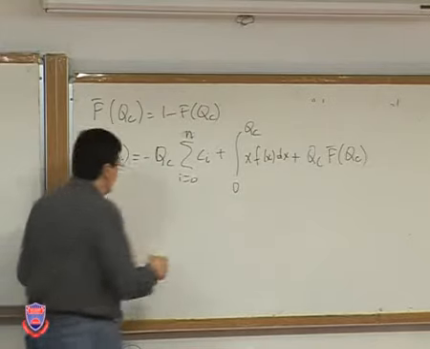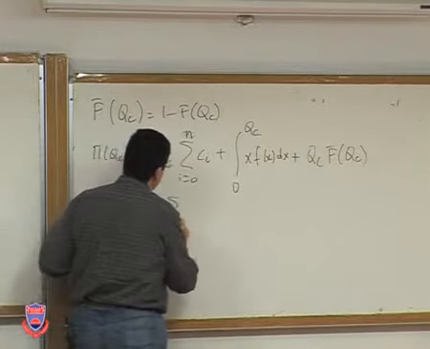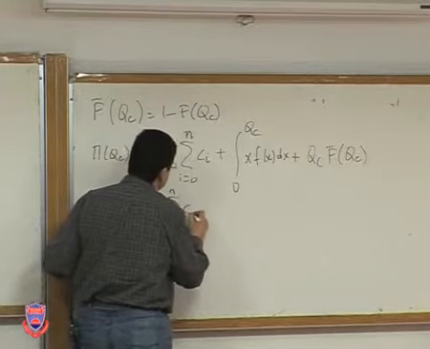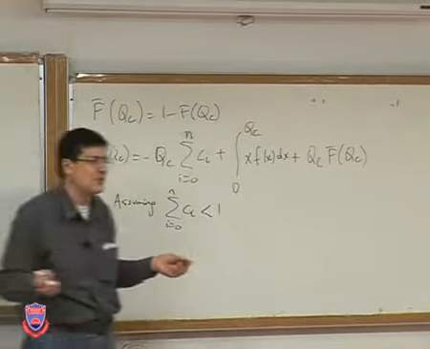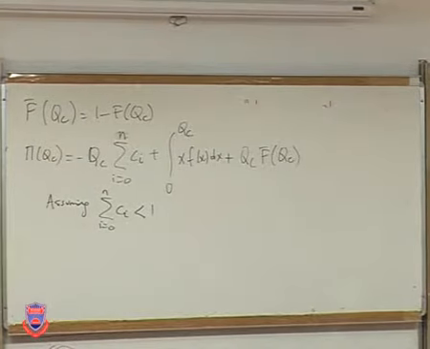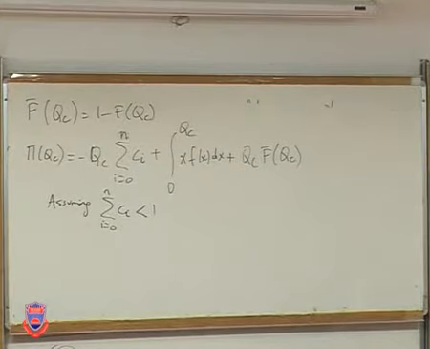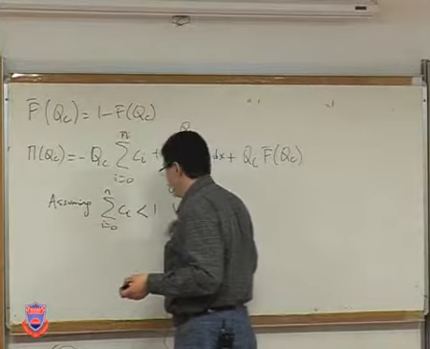Of course, we have to assume that the summation over i from 0 to n of C_i is less than 1. Otherwise, it's not a meaningful problem because nobody is going to operate, because it means that there is no surplus in the system. Which is always the case, of course.